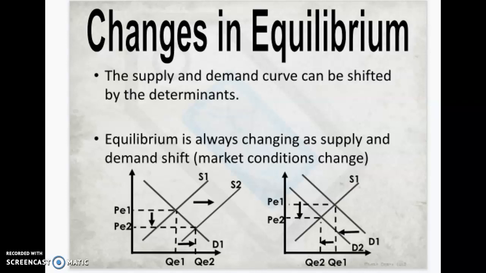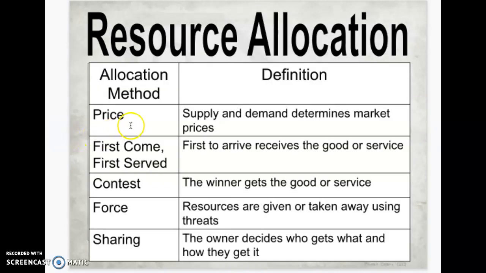So there are other ways to allocate goods in a market besides price, and so that's what I'm going to show you next. When we say that the allocation method is price, which is typically how we allocate our goods and services, it's supply and demand that determine those market prices. But there are other ways that you can allocate resources. You could do that based on first come, first serve. So let's take a look.